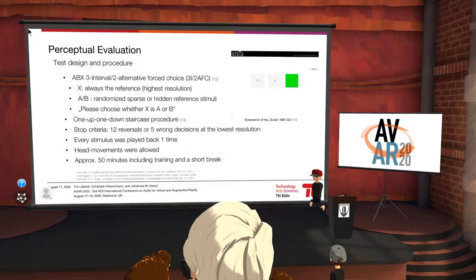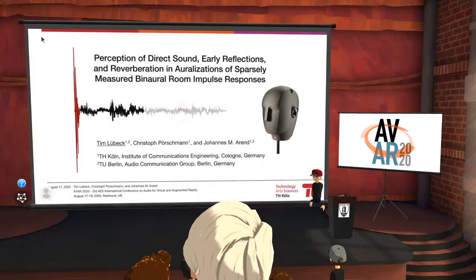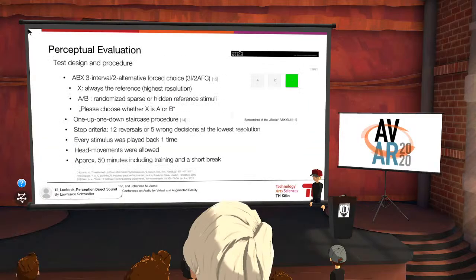And as I already said in the introduction, we chose an ABX, or rather a two-alternative forced choice, test. According to this test design, we always played back 3 stimuli to the participants. Behind the stimulus X, there was always a high resolution reference, so the 29th order BRIR set. Then we randomly assigned to either A or B the lower resolution or the hidden reference, so the same high spatial resolution of 29.